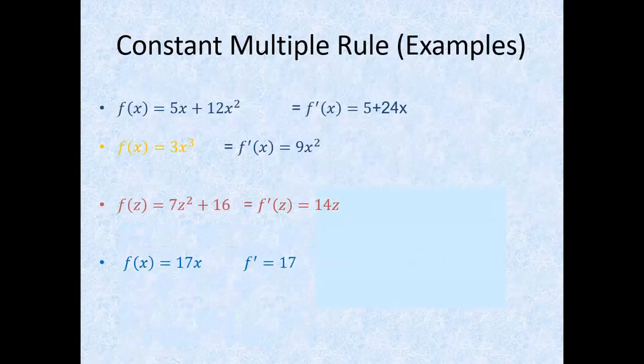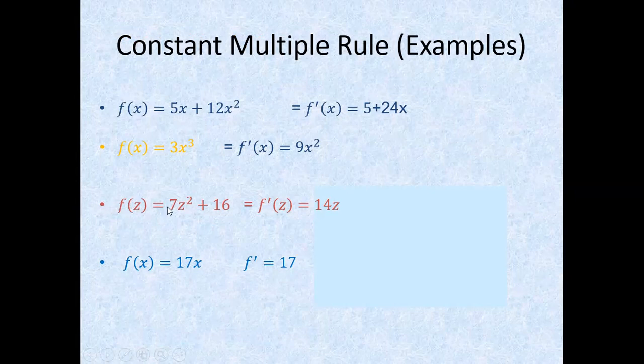So, further examples of the constant multiple rule. We have the first problem, f of x equals 5x plus 12x squared. By taking the derivative with the constant multiple rule, f prime of x equals 5, because it's not a constant but a constant multiple, plus 12x squared: the 2 will be pulled out to the front and multiplied with 12, and we end up with 24x. Okay, another example, f of x equals 3x cubed. So 3 will be pulled out to the front and multiplied with the 3, and 3 minus 1 will become 2. So f prime of x equals 9x squared.